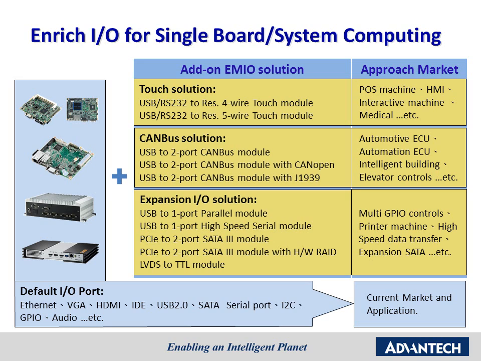Here's an overview of three types of I/O modules that we offer. We provide different kinds of I/O modules for both board and system level. Currently, boards and systems are limited to their default I/O ports due to the limitation of space and specification. However, if an EMIO module such as Touch, CANbus, or Expansion I/O solution is installed, it could meet different customer requirements. For example, if a CANbus module is used in a current motherboard or system, it can now be used in an automation or industrial equipment.